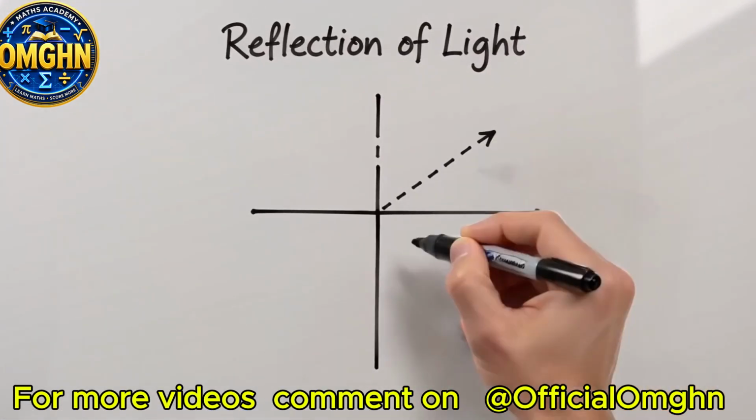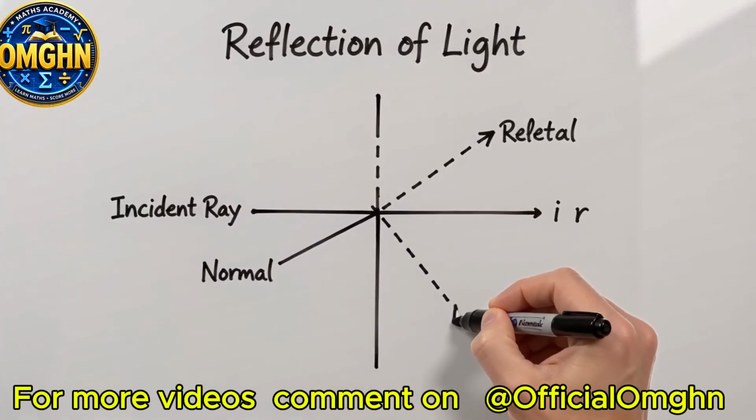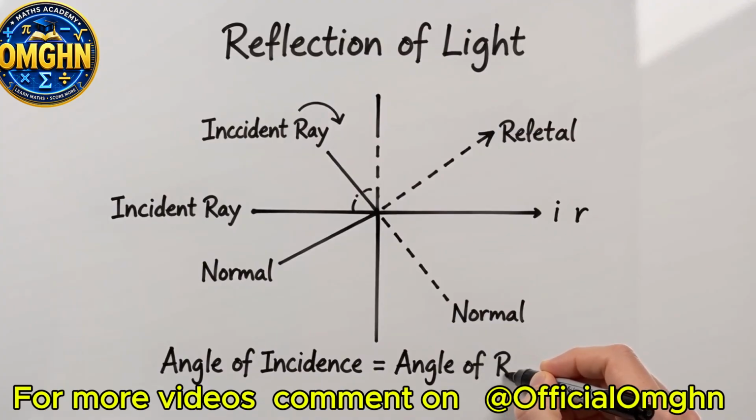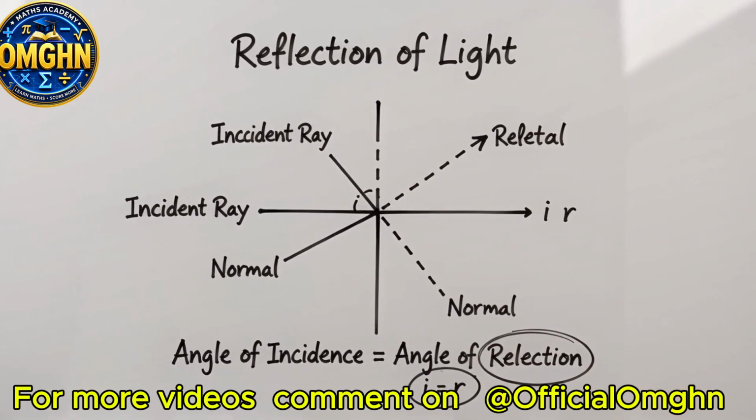Reflection is the bouncing back of light after it strikes a surface. According to the first law of reflection, the angle of incidence is always equal to the angle of reflection. This rule applies to both plane mirrors and curved mirrors.